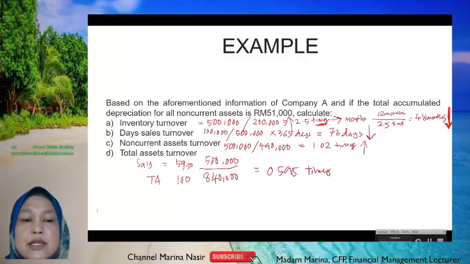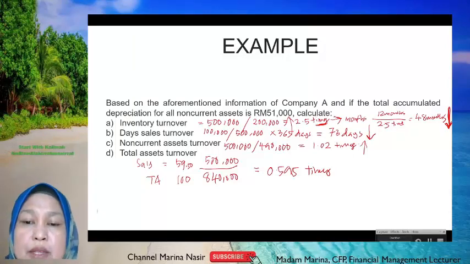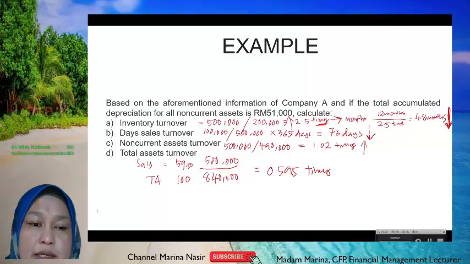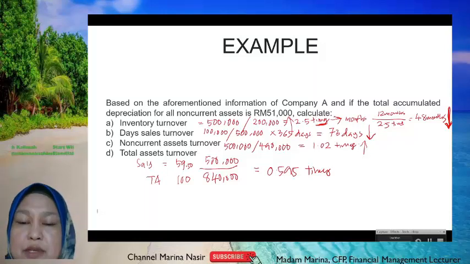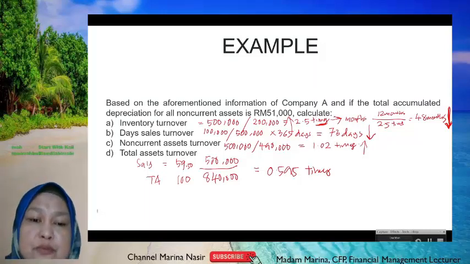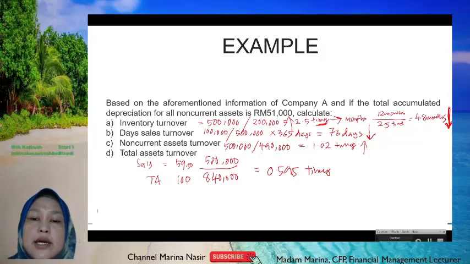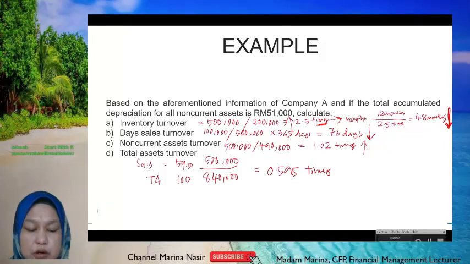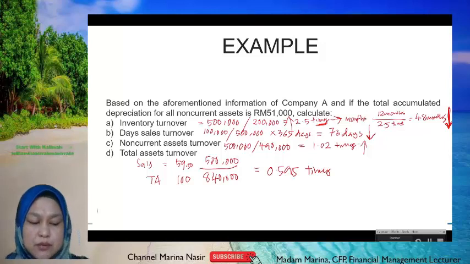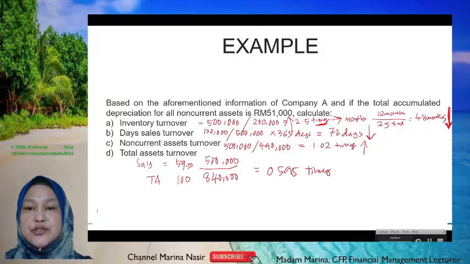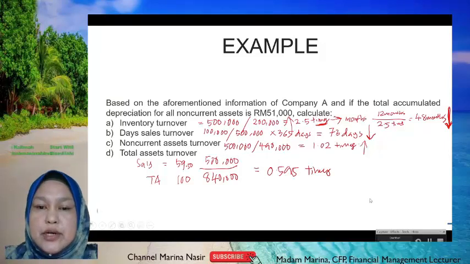So this ratio also, the higher value or the higher turnover will give the higher performance, or the higher value is better. It's more preferable. So that's all for efficiency ratio and also profitability ratio.